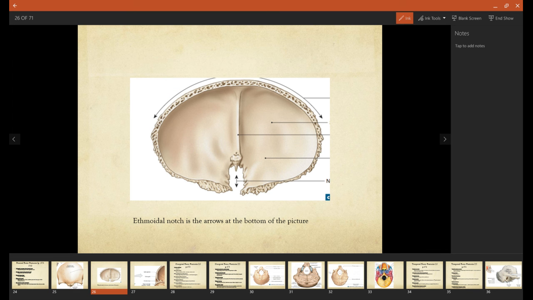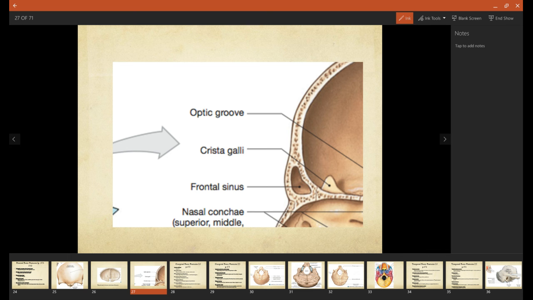Now looking at a different view here, the ethmoidal notch is just this indentation in the bone right here. And the ethmoid bone is going to be able to sit in that notch. So, ethmoidal notch. Now from this picture, from this sagittal view, we can see the sinus or the air-filled cavity in the frontal bone itself. And that is the frontal sinus.